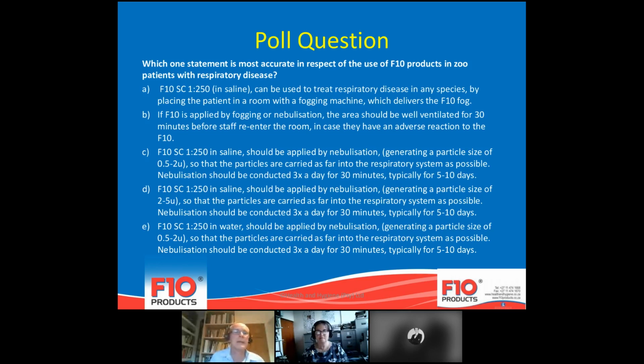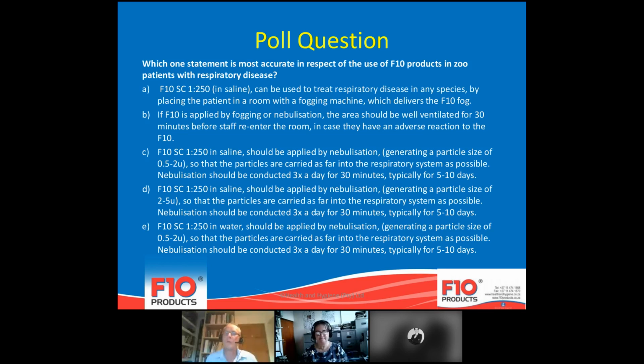So if we look at D on the screen, D said F10 SC 1 in 250 in saline should be applied by nebulization, generating a particle size of 2 to 5 mu. And that is wrong. It should be 0.5 to 2 mu. So the size of the particles is wrong in D. That's why D is not correct. E, F10 SC 1 in 250 in water. Although water should be absolutely fine, we feel that saline has a slight advantage there. Not a big issue, but that's why we think saline will be better.